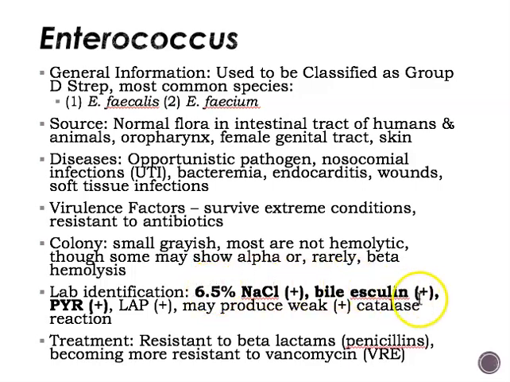When you do these tests, they are done together. So the 6.5% sodium chloride and bile esculin are done together, and it's both of those positive results together that identify an isolate as Enterococcus. It's LAP positive. It might occasionally produce a weak positive catalase reaction, and remember, catalase is what helps us differentiate staph from streps, but that weak positive reaction is going to be nothing like the reaction that you would get from a true staph species.